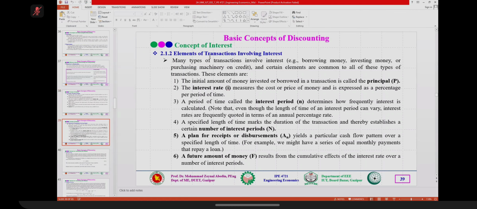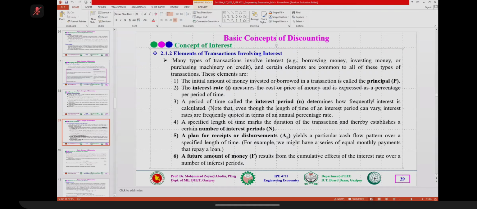Let's talk about some elements of a transaction involving interest. Many types of transactions involve interest. If you borrow some money, interest will come. Invest some money or purchase machinery on credit. Certain elements are common to all of these types of transactions. The initial amount of money invested or borrowed in a transaction is called the principal. This is the P, principal. The amount of money that is first invested or borrowed is known as the principal, P.